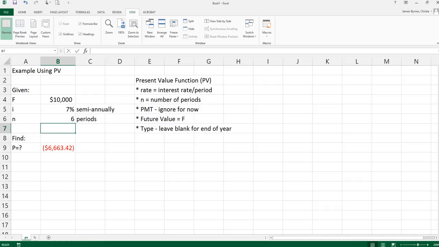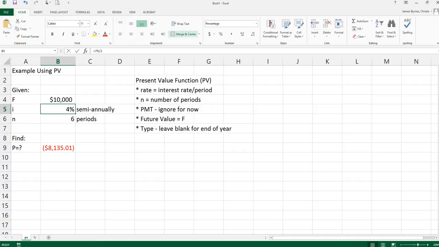Wow, something's wrong here. Let's look at this function. Do you see what's wrong? It's saying the rate is 7% per period. But remember that rate would be 7% divided by 2. Now it says, well, I don't understand what you're talking about. Well, we can put equal here. There we go. And we could increase our decimal points. Okay, 3.5% over 6 periods. If I'm going to do semi-annual for 3 years, 8135.